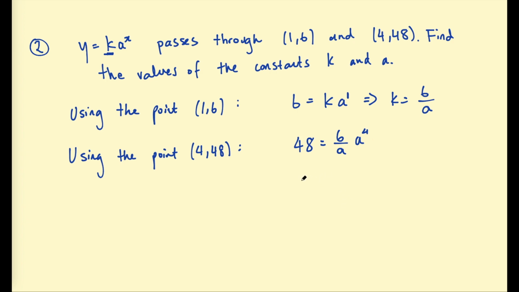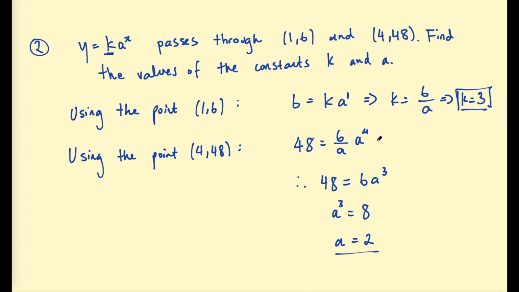So therefore we get 48 equals 6a cubed. Then dividing by 6, sorry, 48 divided by 6 is 8. So a cubed is equal to 8, and then a is equal to 2. Okay. And then we can also find k. Given a is equal to 2, k is equal to 3. So there we go. We have k and a.